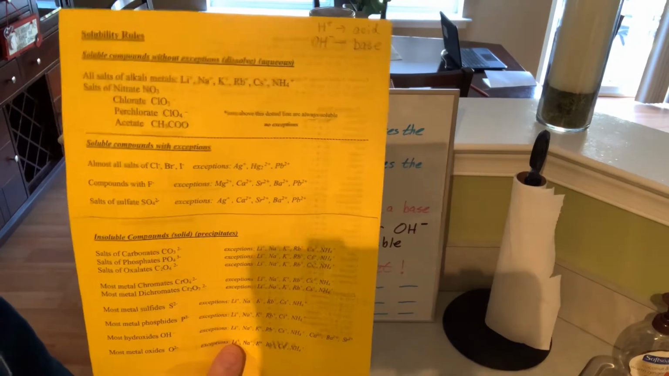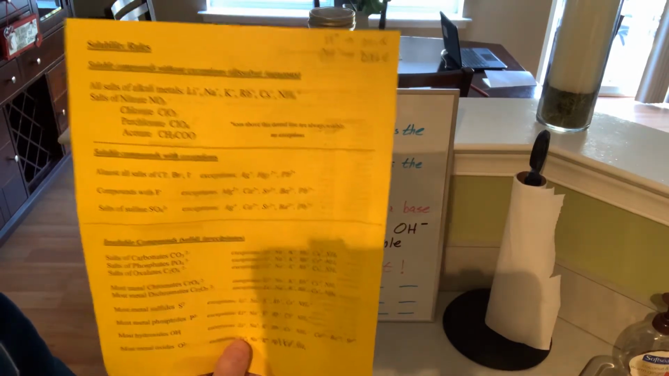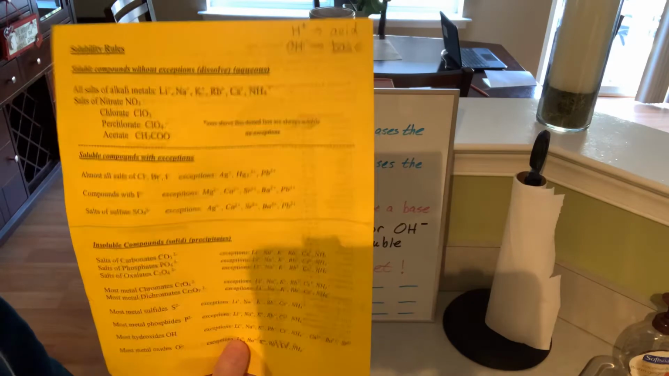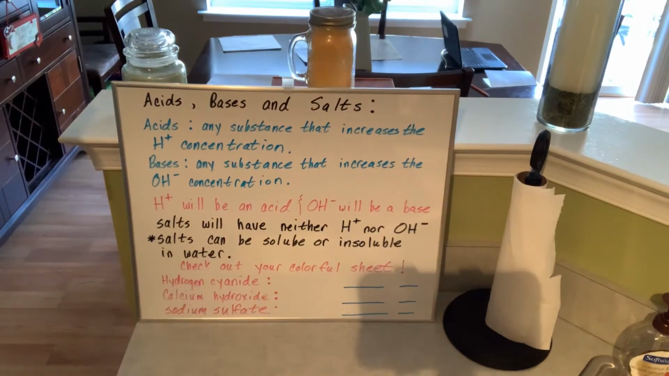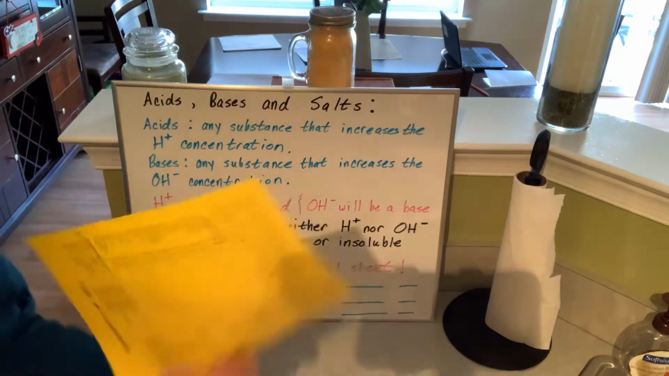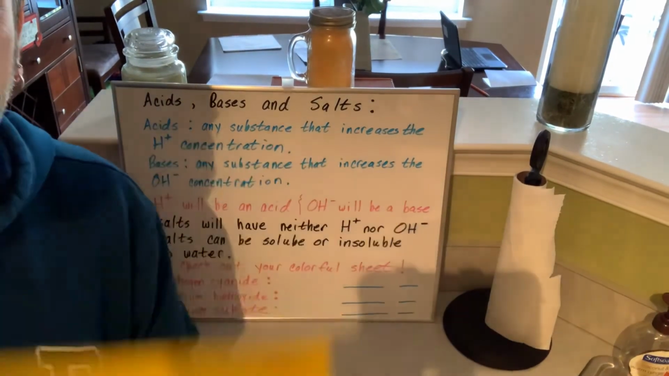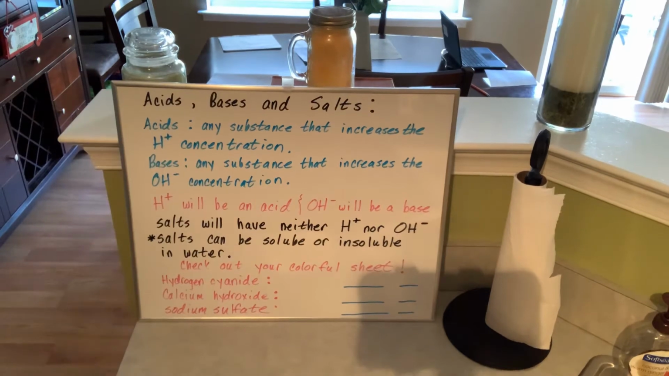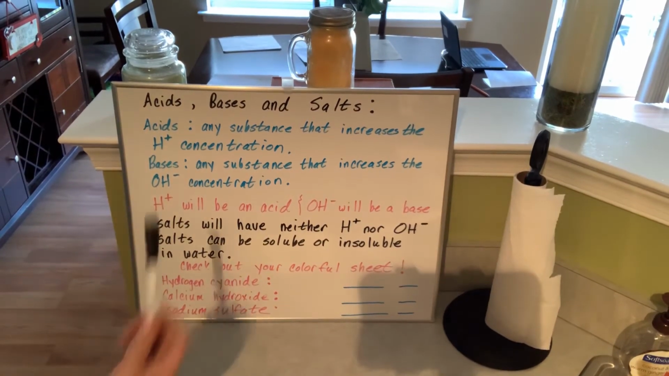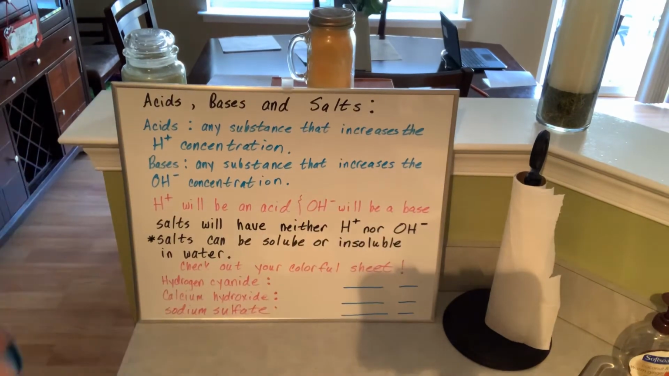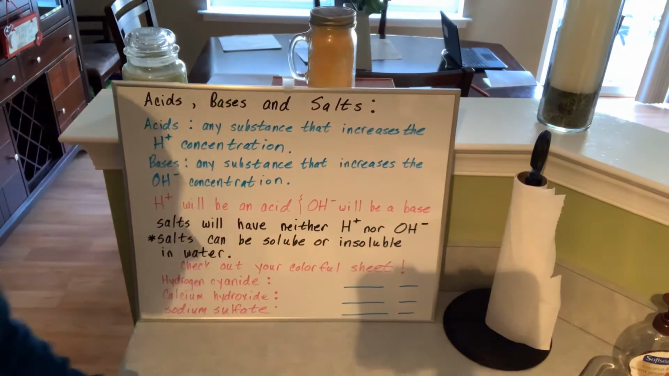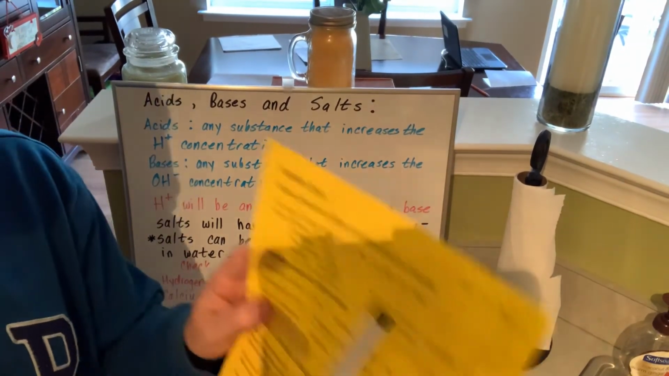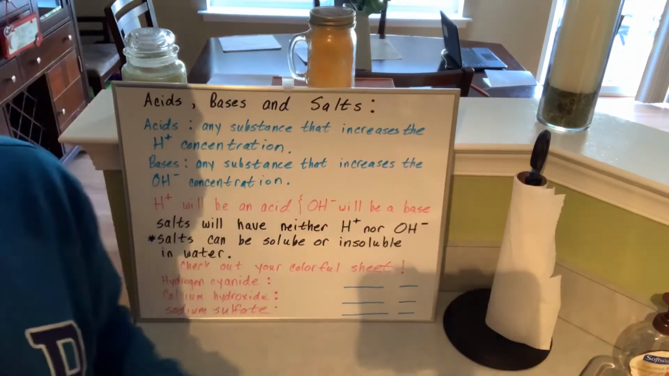Now, salts can either be soluble or insoluble, and I'm going to be teaching you about this side of this in the next video lesson. I just wanted to try to show you this now so that you can get an idea of how this works. Okay, so check out your colorful sheet. Hopefully you have it. Mine's yellow. You guys have all different colors, remember? All right, so here's how it works. We're going to piece together the formula, and we're going to decide if the substance is an acid, a base, or a salt. Now, the next lesson, we're going to look at the solubility. Will it be soluble in water or will it not?